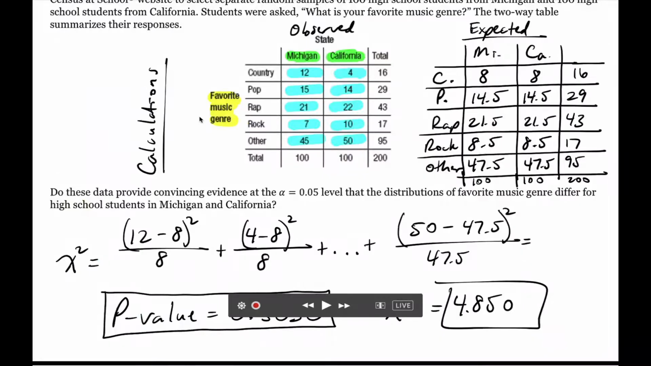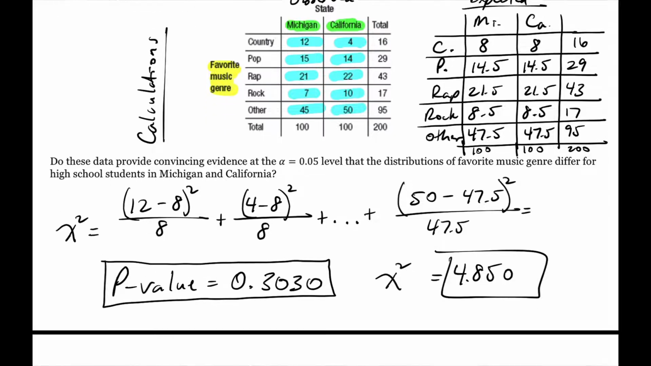Okay. So we got our calculations. So now we got to kind of backtrack to figure out what we missed. Population parameter. We have two populations. We talked about that, right? We have PM and PC, or P1 and P2, as long as you label what P1 and P2 are.